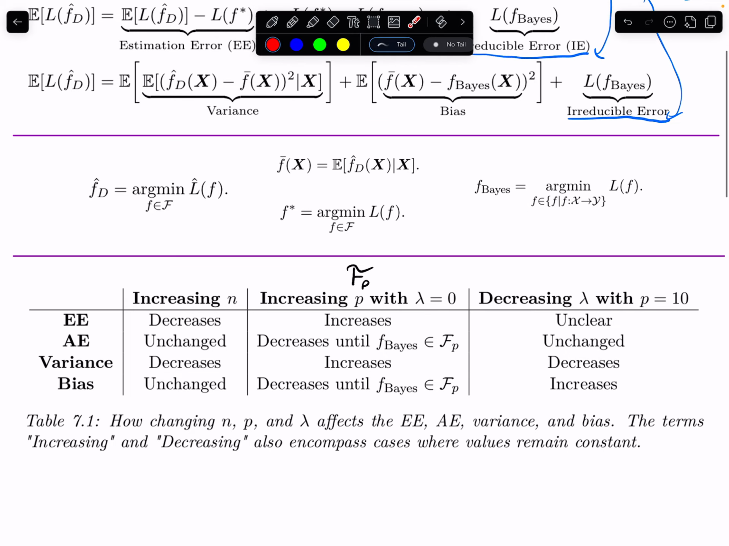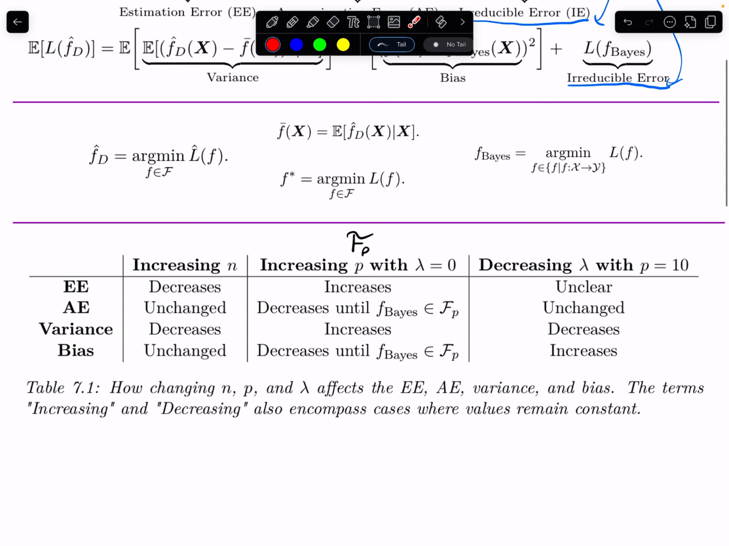Okay, so changing n, and we're going to consider the case where we increase n. It turns out to have a very obvious and nice effect, and that is if you increase n, estimation error and variance will decrease, or stay the same. One important note: all the cells that say increase or decrease should be considered as increasing or staying constant, or decreasing or staying constant.